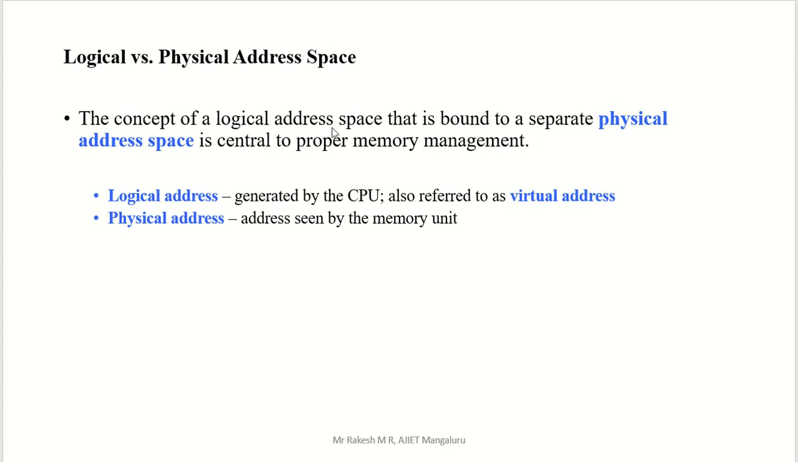Logical address space contains all logical addresses. Physical address space contains all physical addresses. Then what is a logical address? A logical address is generated by the CPU. Whatever address we see coming out of the CPU, or whatever address the CPU generates, that is called a logical address. And whatever address we can see in the memory part, that is called a physical address.